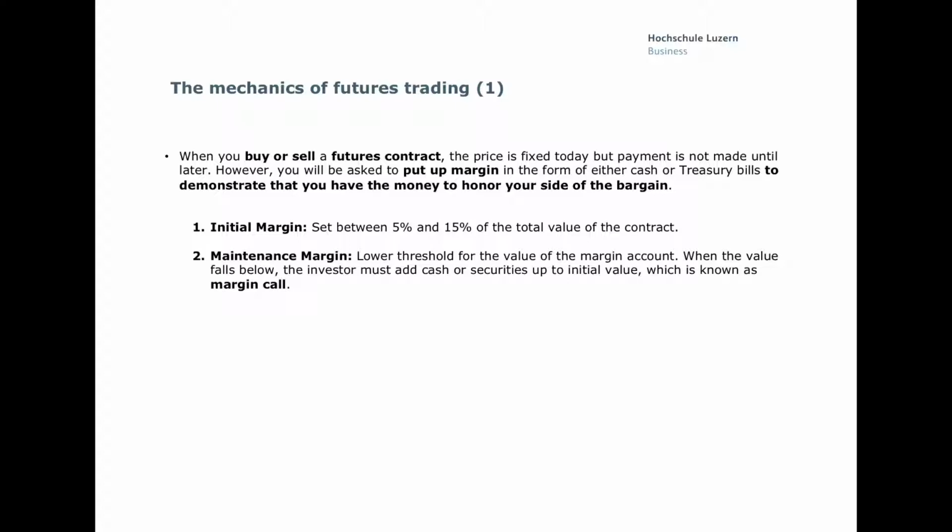In general, we distinguish between the initial margin and the maintenance margin. The initial margin is set between 5% and 15% of the total value of the contract. The maintenance margin is a lower threshold for the margin account. If the value of the account falls below this value, the trader receives a margin call, requiring that the margin account be replenished or the position be reduced to a size appropriate with the remaining funds.